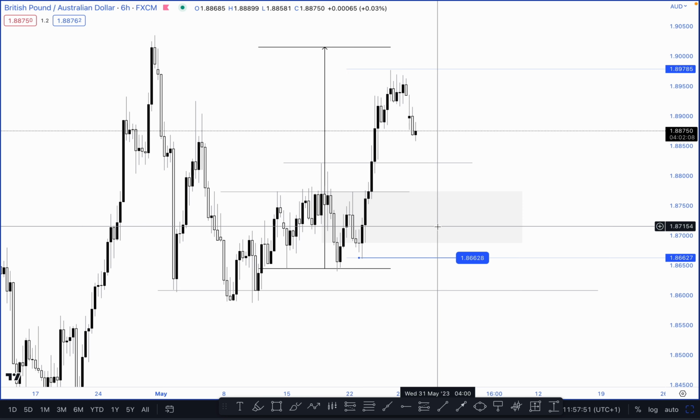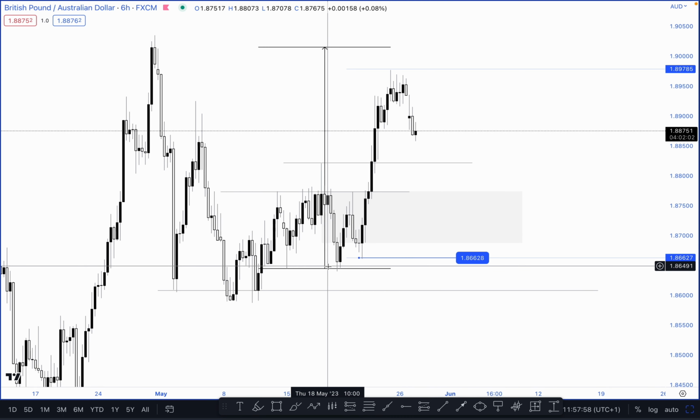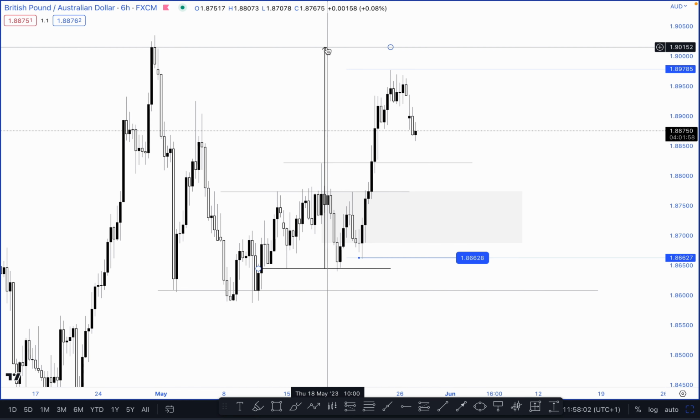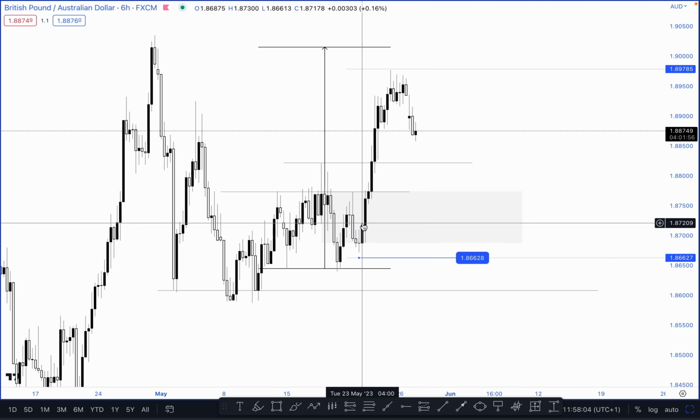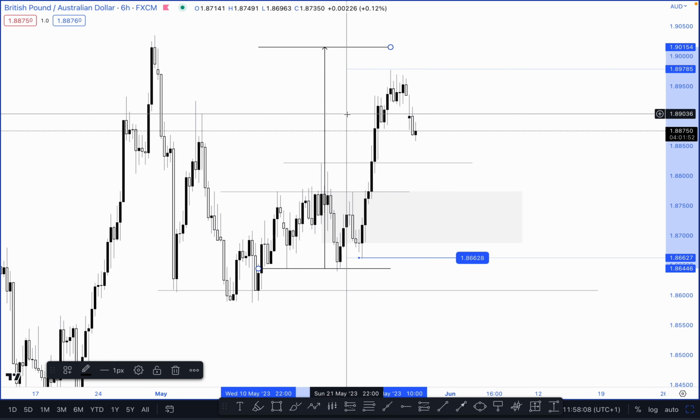So guys, right here the theory on GBPAUD is for the market to push through to the upside from 1.86500 to 1.90 right there. As you can see, the market has been pushing up. I've been buying GBPAUD as it was going up, and right now my theory still didn't end.